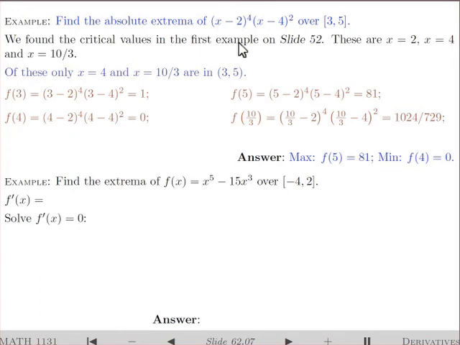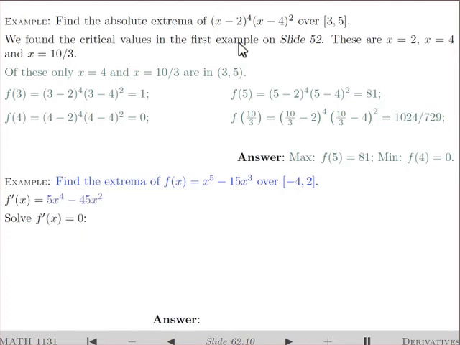Finally, let's do an example where we have to start from scratch. We're finding the extrema of x to the power 5 minus 15x cubed over the interval negative 4 to 2. First, we find the derivative. This is a power rule. The derivative of x to the power 5 is 5x to the power 4. The derivative of 15x cubed is 15 times 3x squared, or 45x squared.